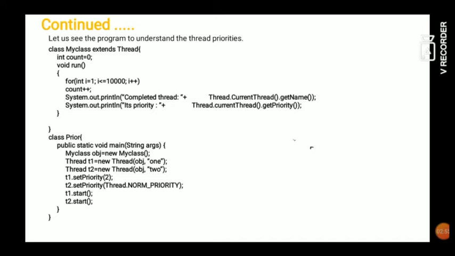Let us see the output of this program. Once you compile this Java program, you can observe the completed thread is 2. 2 is nothing but T2 and its priority is 5. So the thread with the highest priority will complete its execution first, then the thread with the least priority. That's how priorities can be assigned to threads, and which thread should execute first can be decided by assigning priorities to the threads.